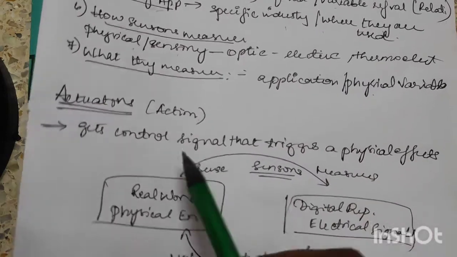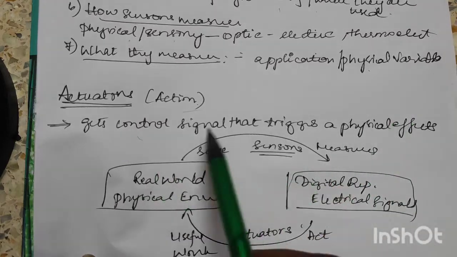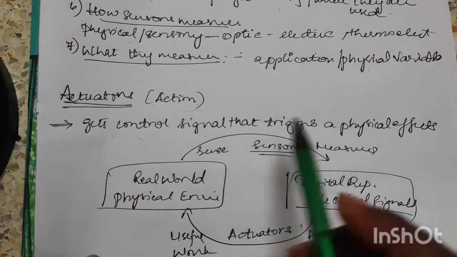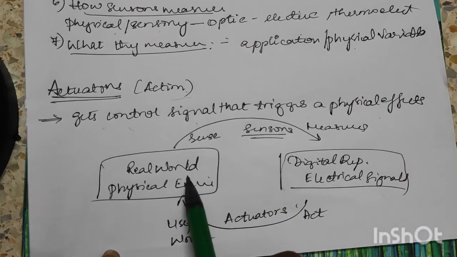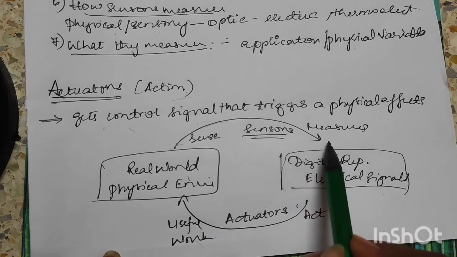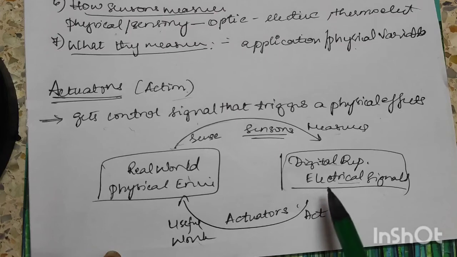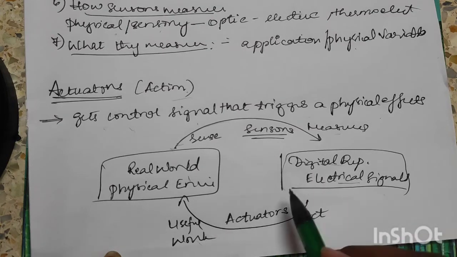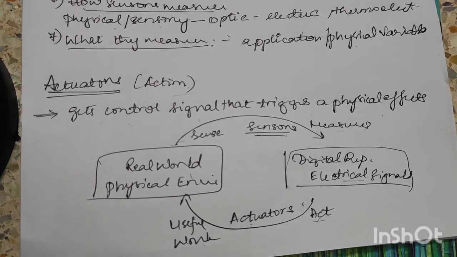So then you have actuators. These are the ones that take action. These are devices that get control signals and trigger a physical effect. So what happens is you have the real world, that is your physical environment, in which the sensors are placed, and then they sense the things and send the measurements as a digital representation of electrical signals. These electrical signals trigger the actuators, and this is the actuators' function. The actuators act, and they make the work useful. So they make sure that a physical action is being done.